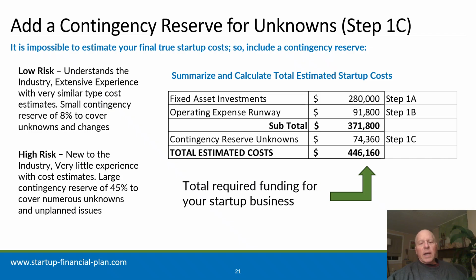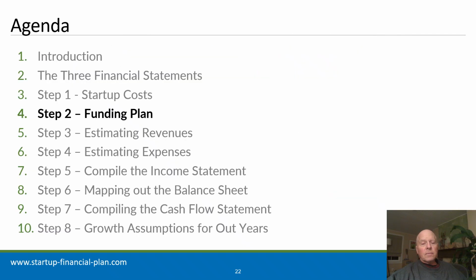So I've got one-time investment, step 1A. I've got operating expenses, step 1B, that covers all the way through break even. And then I can add a contingency reserve. It's optional, it's up to you, but I would recommend you do it so that you can have a true total estimated cost to launch the startup business. And in this example, it's $446,160. So that's step 1. So let's go to step 2.